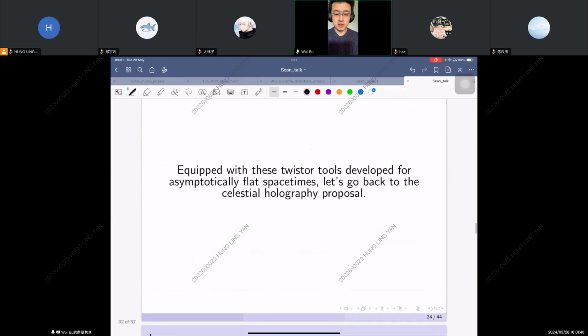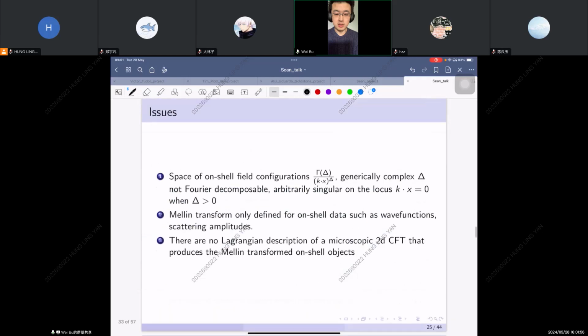And so now we're ready to go back to the celestial holography shebang and apply the ideas we have just talked about. Let's reiterate the issues. For those of you who are interested, you just need to look at the slides. So the issues were, first, the space of on-shell configurations was not incorporated. They're particularly singular on this locus, k dot x equals 0, when delta is positive. And so half your spectrum is singular. We sort of solved that by going to twistor space, as in describing the locus better. We went to twistor space and promoted k to a coordinate.